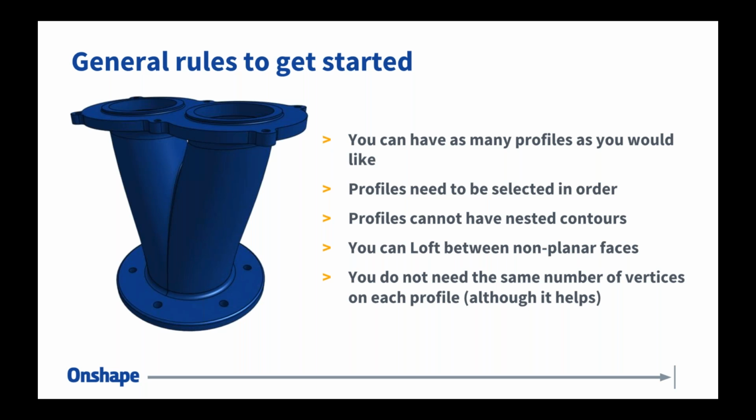But again, if I had to point out 5 general rules to know as you're getting started, just keep in mind you can have as many profiles as you like, but as you get more than 2, make sure you select them in order. Right? Make sure that your profiles do not have any nested contours within them. No enclosed contours within them. You can loft between non-planar faces, so it's not just sketch geometry, right? You can select even non-planar faces and loft between them. You do not need the same number of vertices, but it really helps. And I'll discuss this in a second.